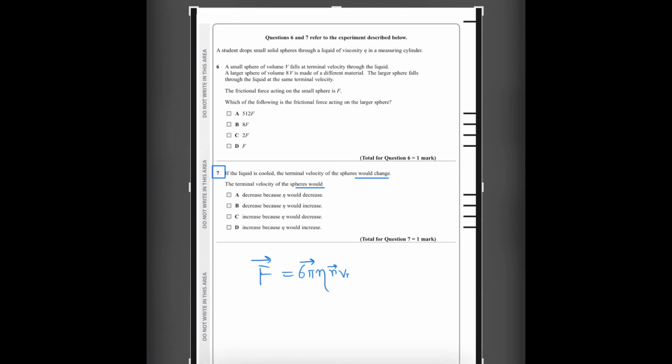So if the liquid is cooled, then it tends to become a solid. It has a change in property which is going to be a solid, since if we keep cooling the liquid it will become a solid at some point. And a solid has a higher viscosity since it resists motion. It resists motion in the material. So the value of N would increase since the viscosity is increasing. The increase in viscosity would lead to a decrease in terminal velocity to keep the frictional force constant. So the terminal velocity would be decreasing and the viscosity would be increasing. So the answer to this question is B.